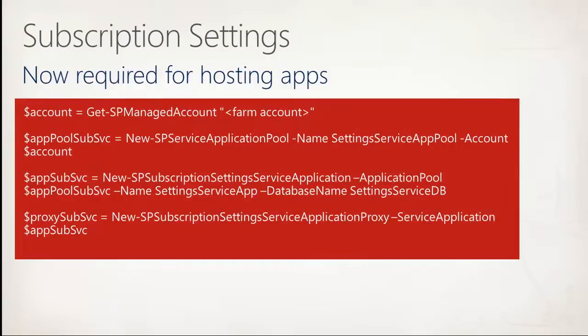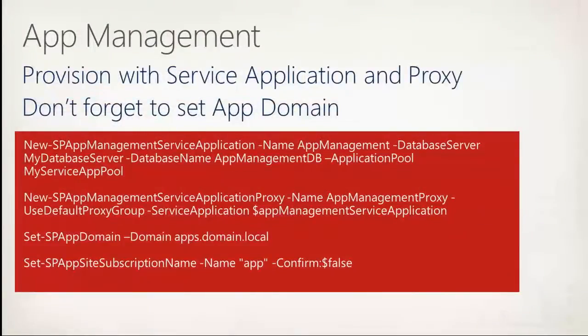So subscription settings. You probably never messed with those in 2010. Now you're going to, because you want to have apps, supposedly. And I hope you do, because I have a few in the store. To set this up, you create an app pool, and it needs to use the farm account. So this app pool has to run with the farm account. So that's the difference here. Other than that, the rest is the same. So create your service application, then create your proxy. App management service is pretty much the same way.